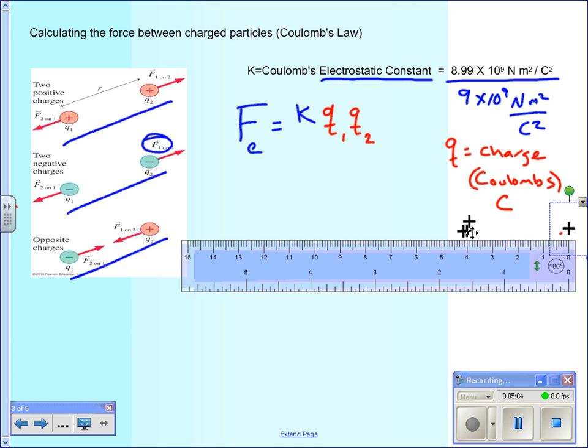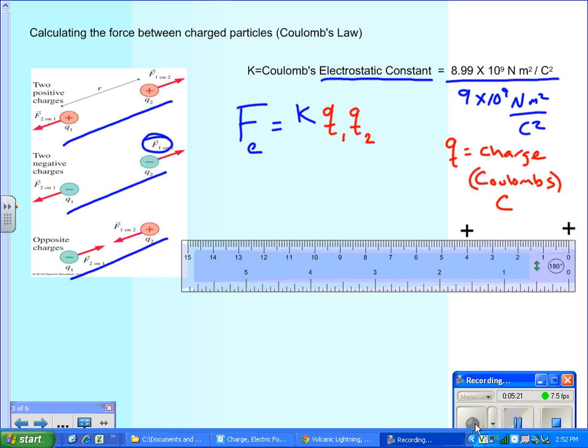It should be noted that they exert equal and opposite forces on one another. Two charges produce one force, but that force is the force on each individual charge, and I'll try to trick you on the next slide with that.